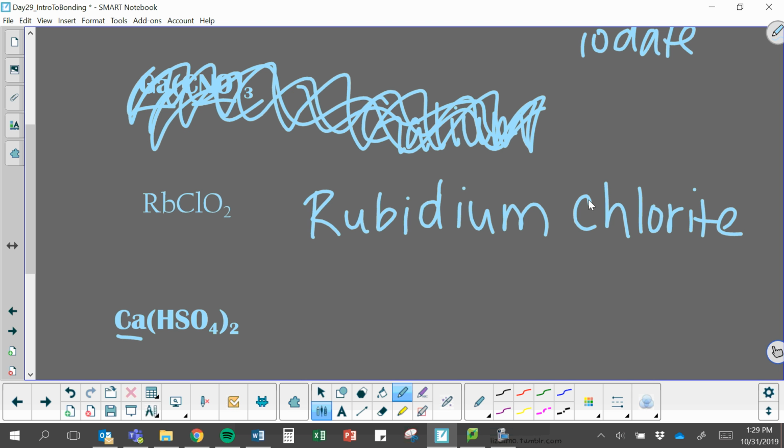So this is calcium. And then now we're looking for the thing in the parentheses. We're looking for SO4. We're looking for the fourth, so hydrogen sulfate.